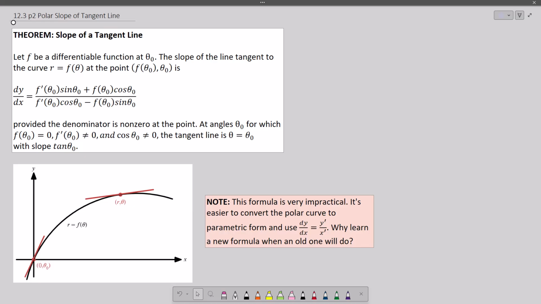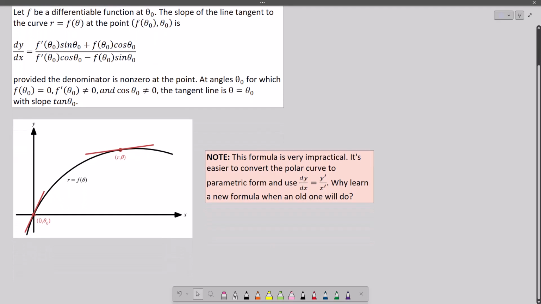If you are a glutton for punishment, you could just memorize this formula. Again, I highly recommend not spending time memorizing that formula. I think it's much easier to do what we just did. Convert your polar curve to parametric with r cosine theta, r sine theta, and then do the parametric derivative, y prime over x prime. If you want to, you could just memorize this whole crazy looking formula. That will work.